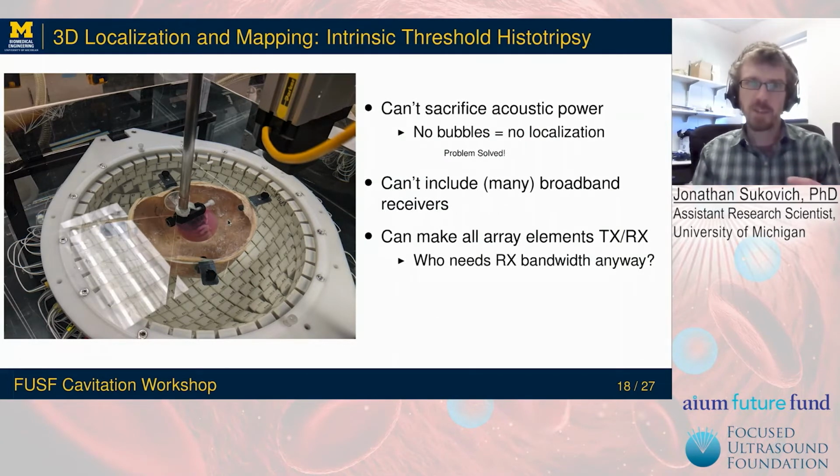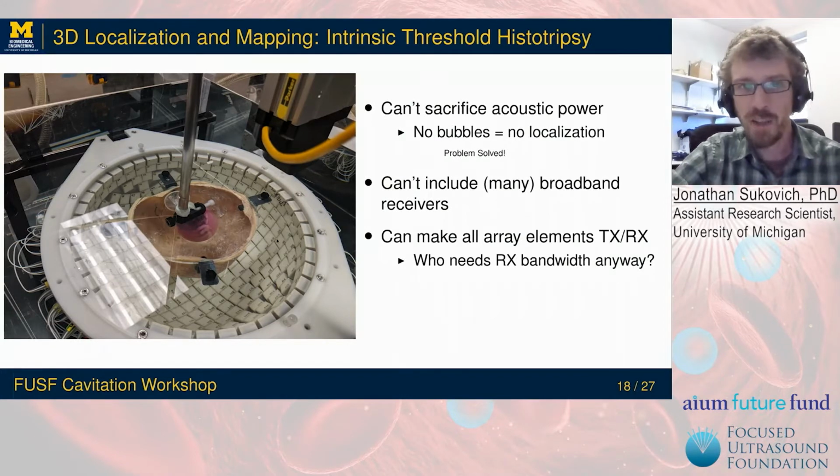But I want to talk more now about intrinsic threshold histotripsy, particularly in relation to localization and mapping through the skull. And so one of the issues we have with intrinsic threshold histotripsy is that we can't sacrifice acoustic power in order to incorporate broadband receivers into this array.